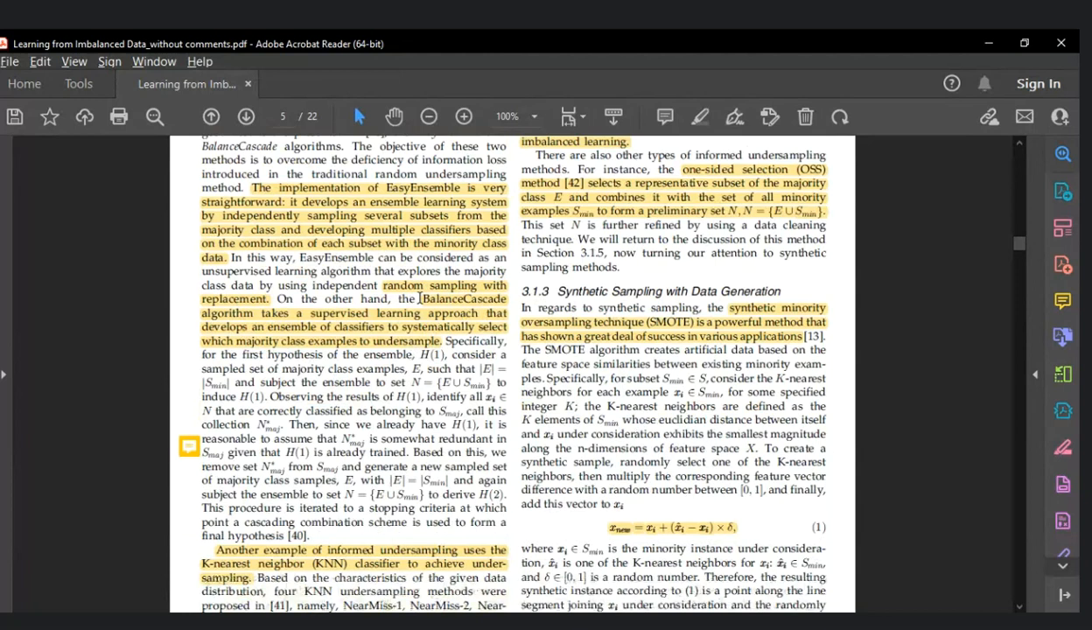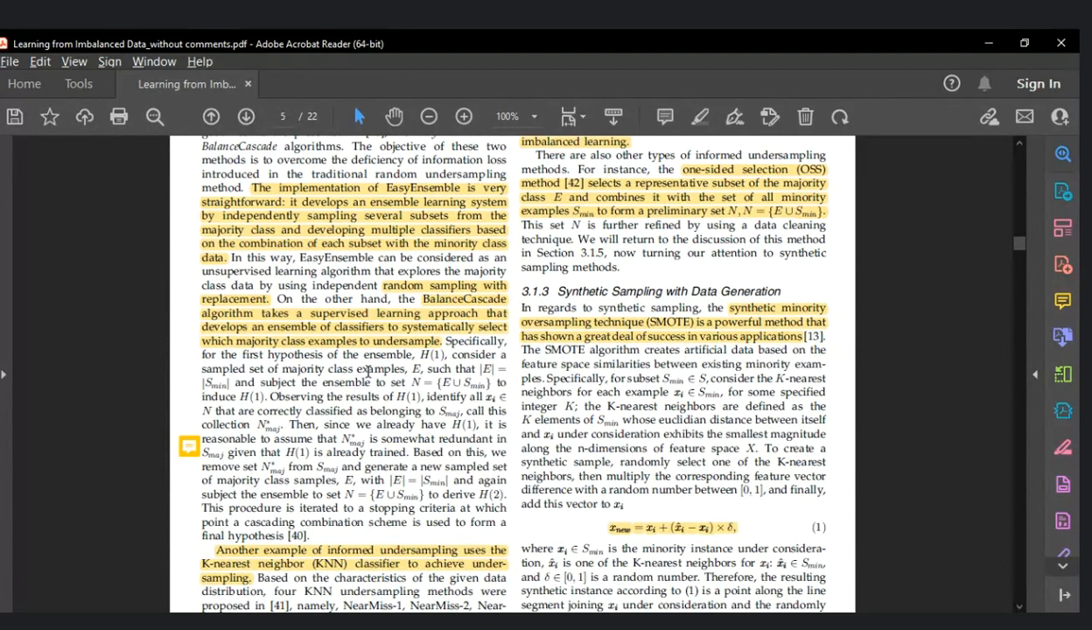Then another thing is balanced cascade. The difference between this and that is that it's a supervised learning algorithm that is also an ensembling in a way. But it's not just randomly selecting training data sets and randomly selecting majority samples and combining them with minority samples. Instead, it's iteratively adding majority samples with minority samples.